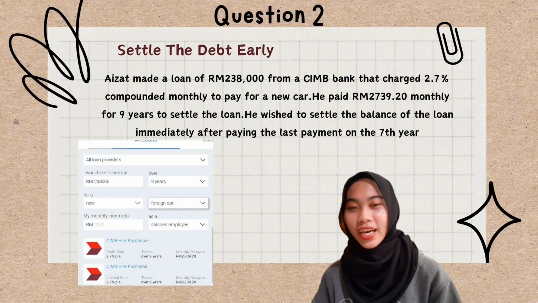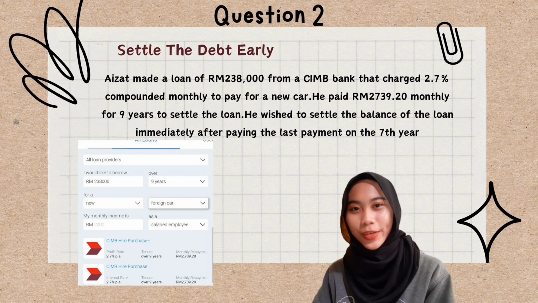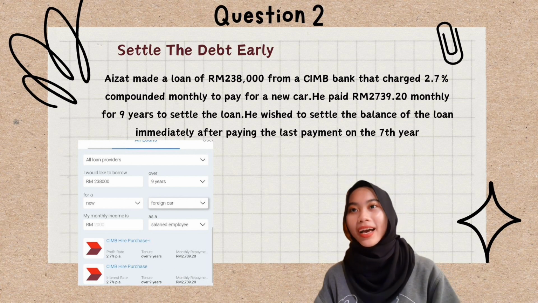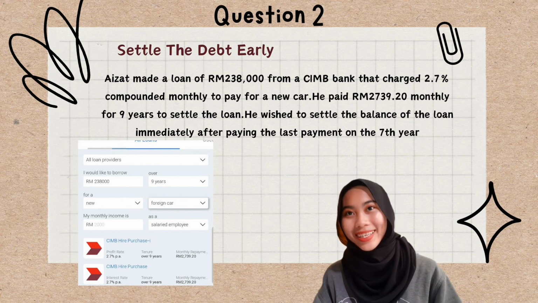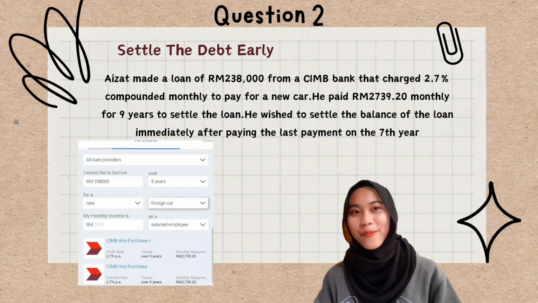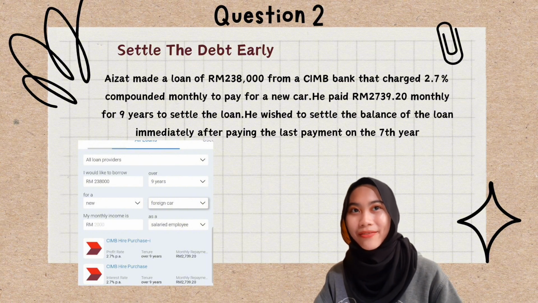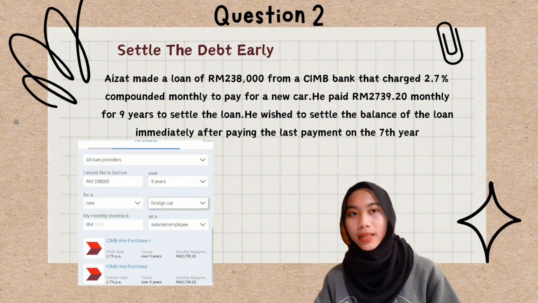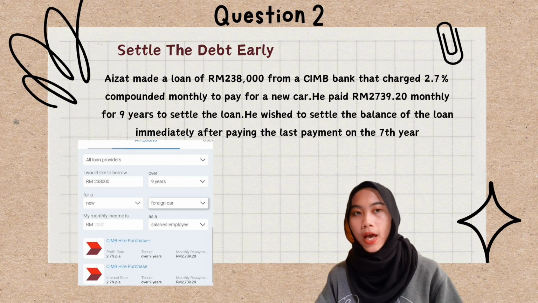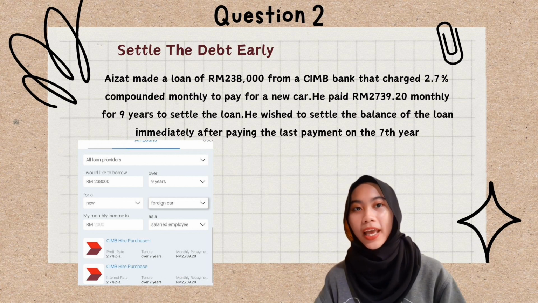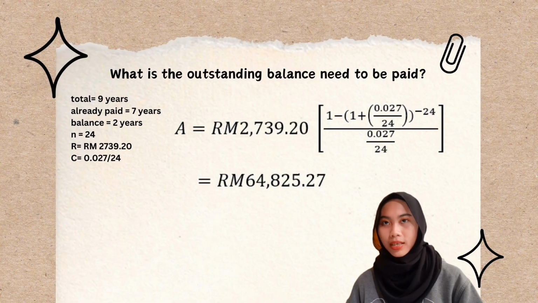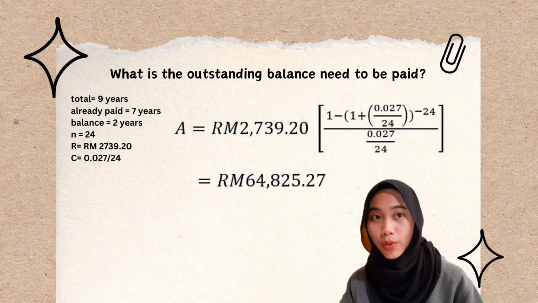Hi, my name is Nur Kashuna and I'm going to discuss question 2, annuity. So the question is, Isaac made a loan of RM 238,000 ringgit from a CIMB bank that charged 2.7% compounded monthly to pay for a new car. He paid RM 2,739 ringgit 20 cents monthly for 9 years to settle the loan. He wished to settle the balance of the loan immediately after paying the last payment on the 7th year. So the question is, what is the outstanding balance need to be paid?